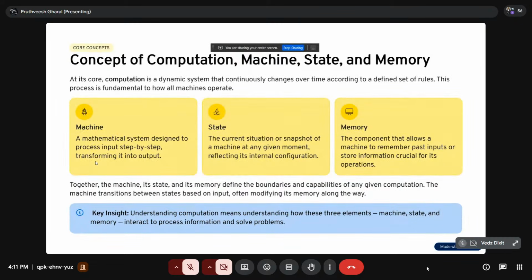Next is the most crucial component, that is memory. Memory allows a machine to remember the past inputs and store information crucial for its operations. Memory allows us to see which problems can be solved by any given machine. What do I mean by this? We'll see in the next slide.